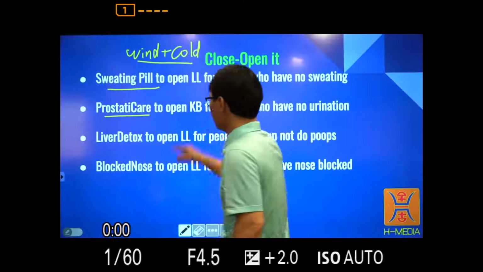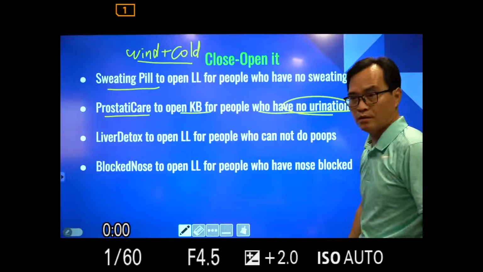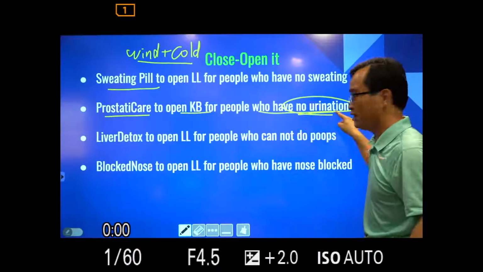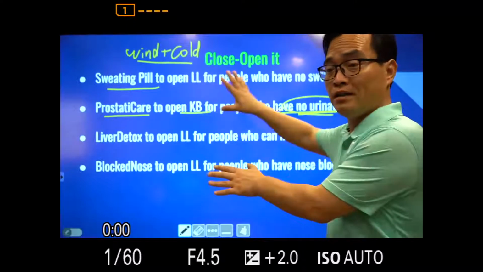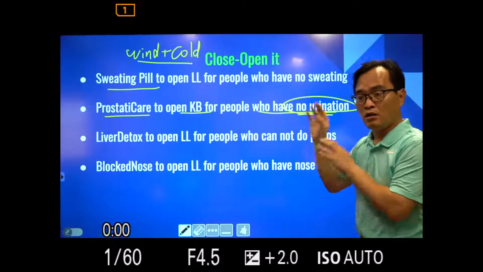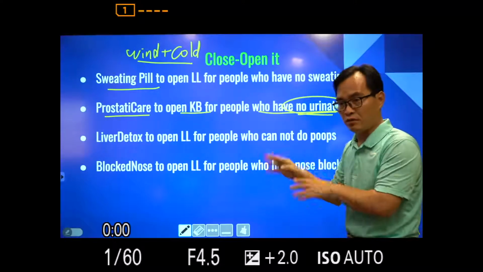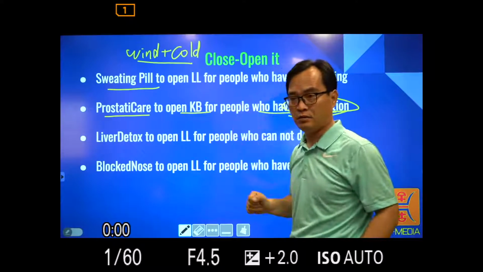Prostate care is to open the kidney system for people who have no urination. When we see no urination, you might think of kidney failure, right? Yeah, remember, we do not talk about disease. We talk about symptoms. This is very important for us. We talk about symptoms, we do not talk about disease. If there is no urination, the prostate care can help for that.